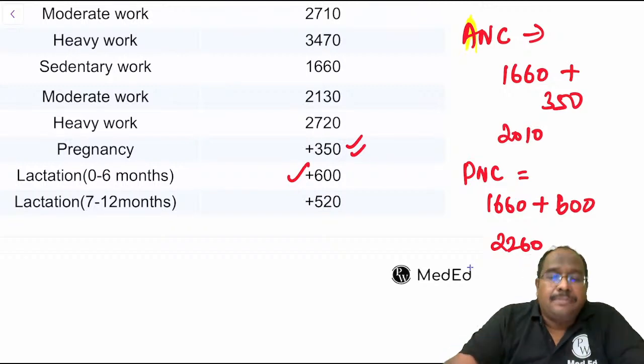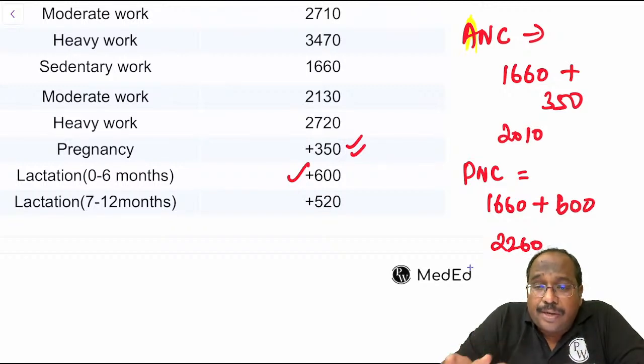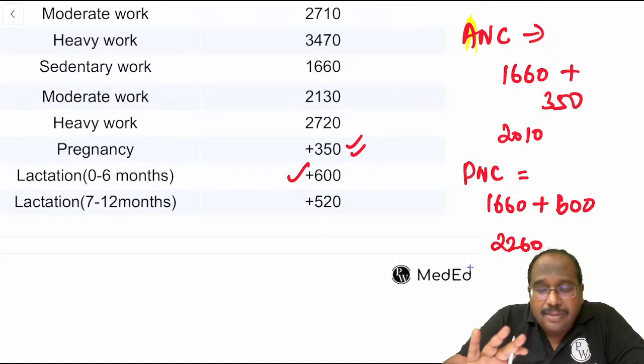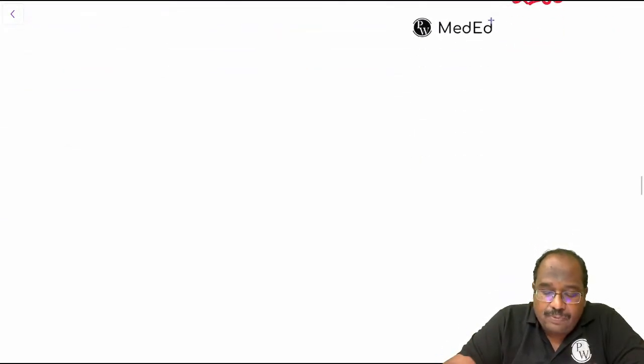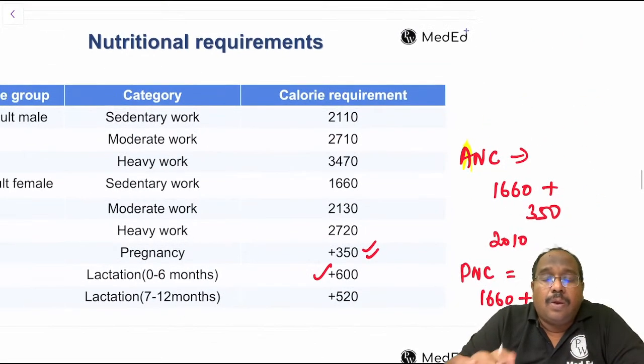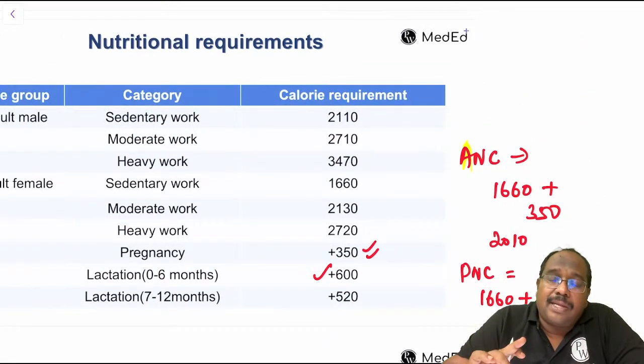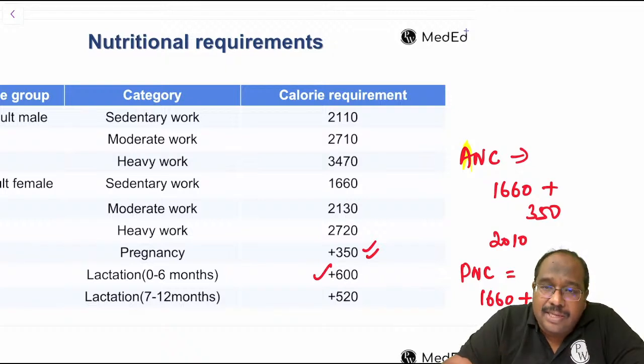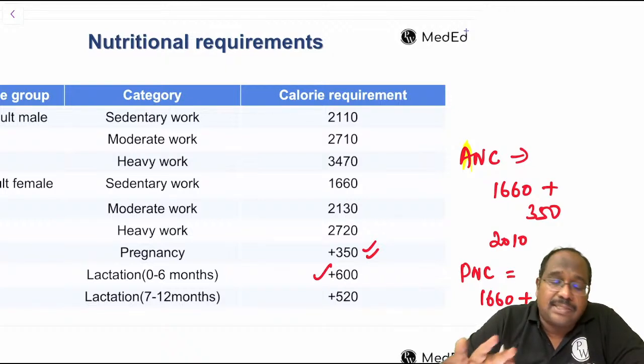Okay, so are we clear? The requirements you have to tell clearly, guys. How much is the requirement in this case? So 4 or 5 headings I want. First, what method, the 24 hours recall method; what type of worker; how much is the requirement; how much they consume; whether there is a deficit or excess.